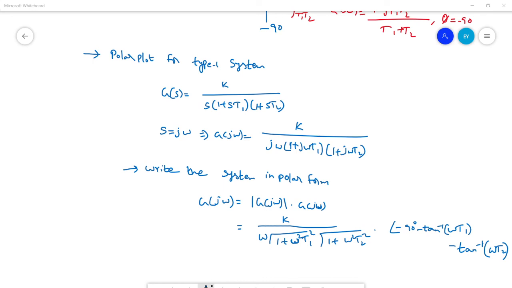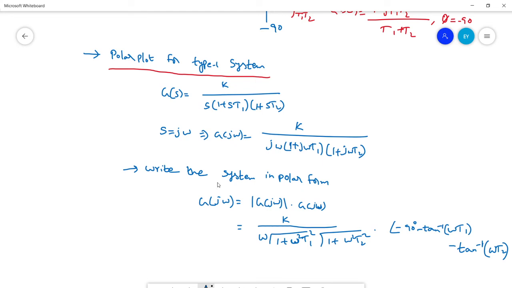so coming to the next concept, if you have one pole at origin, that is a type 1 system, right? Considering a type 1 system here, G of s is equal to K by s into (1 plus s T1) into (1 plus s T2). The first step is to substitute s equal to j omega and rewrite the given transfer function. So G of j omega will be K by j omega into (1 plus j omega T1) into (1 plus j omega T2).